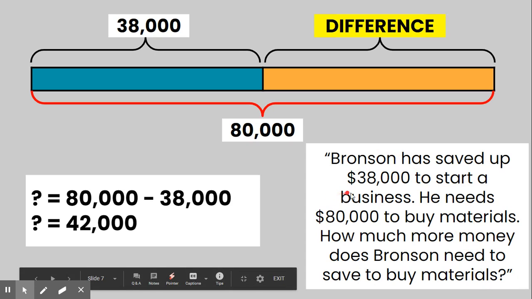Bronson has saved up $38,000 to start a business. He needs $80,000 to buy materials. How much more money does Bronson need to save to buy materials? Well, he needs to save 42,000.